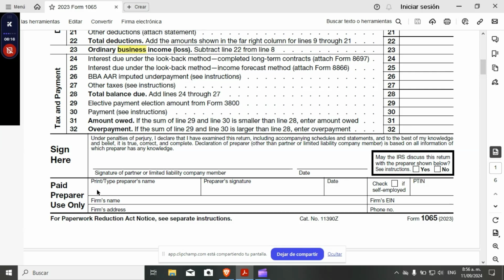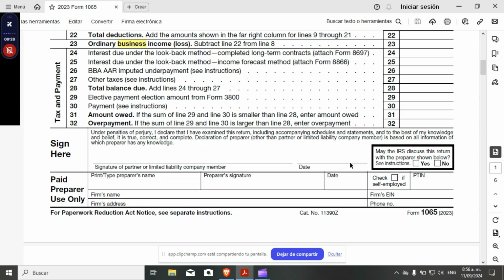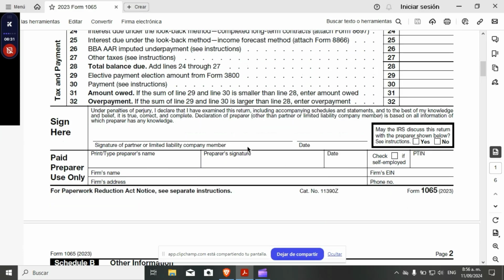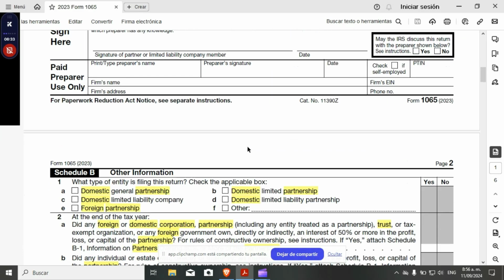You would sign here and put the date. You can check yes if you want to have us prepare this for you, and you can have the IRS communicate with us. That way you don't have to deal with them, although, again, you can do it on your own. That's completely fine. And if we scroll down now, a little bit more.